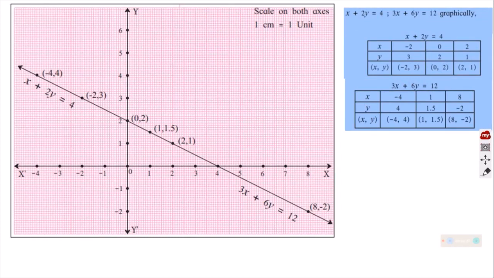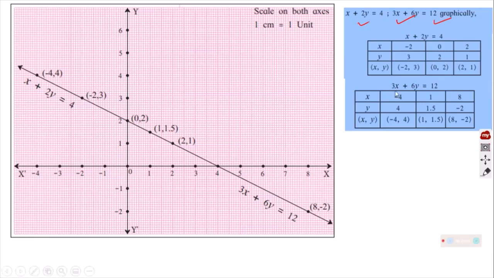Here is another set of simultaneous equations. x plus 2y is equal to 4, 3x plus 6y is equal to 12. This is the second situation. So now you know how to represent simultaneous equations on a graph. A pair of simultaneous equations, or a pair of linear equations, we put into a graph, and we found the intersection will be the solution.